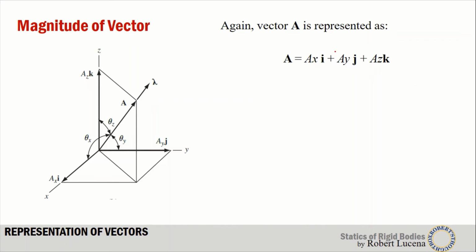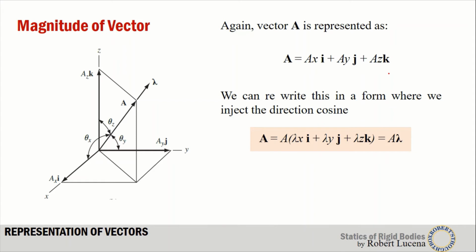Now the term i simply represents that this component is towards the x-axis. j means that this component is towards the y-axis, and k for the z-axis. And we can rewrite this in a form where we inject the direction cosine. So if we extract A, or move out A from every term, we have this equation rewritten to this one.